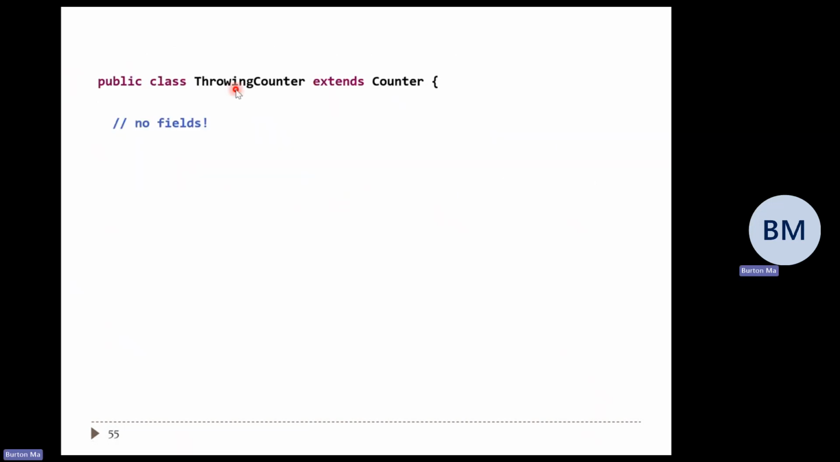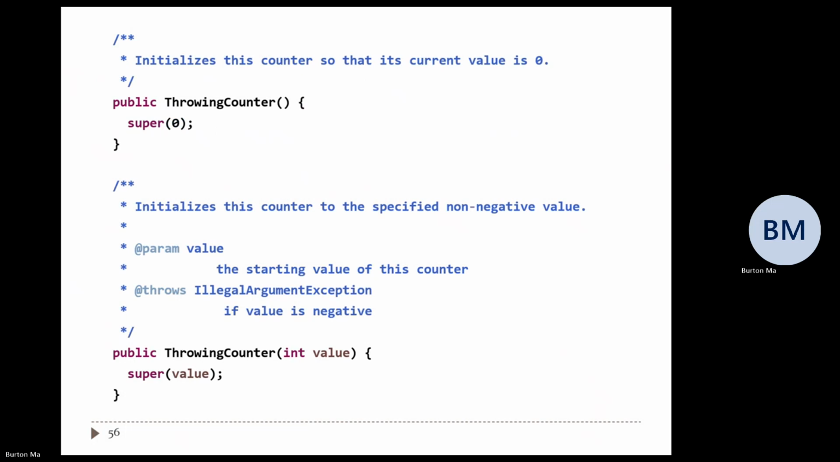So I want to create a class called ThrowingCounter. It throws an exception when we hit integer max value. Again, there are no fields. I don't need any extra information except for the value of the counter. What do my constructors look like? Well, they look exactly the same as the StoppingCounter constructors. That calls the superclass constructor passing in 0, so it sets the value of the counter to 0. That calls the superclass constructor that sets the value to value.